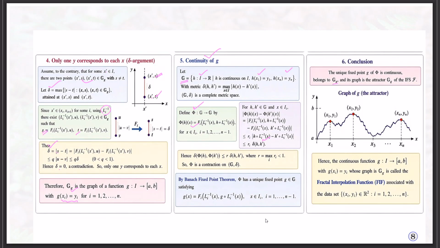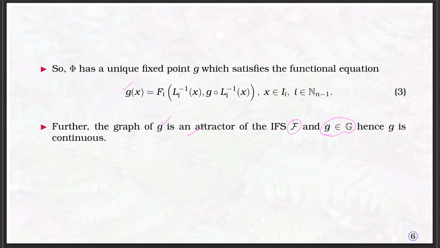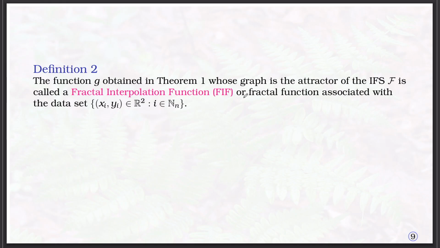Now the data points are given: this is a to b, and x1 y1, x2 y2, and xn yn are given. Hence the continuous function G from I to a comma b with G of xi equal to yi, whose graph is called the fractal interpolation function associated with the data points xi comma yi. So the fixed point obtained from this theorem we can call a fractal interpolation function associated with the data points xi comma yi.